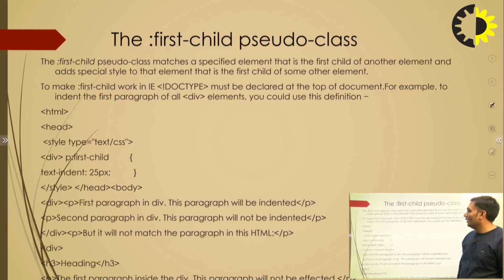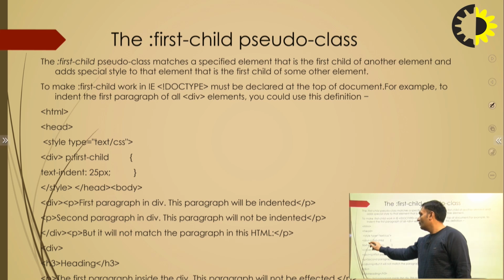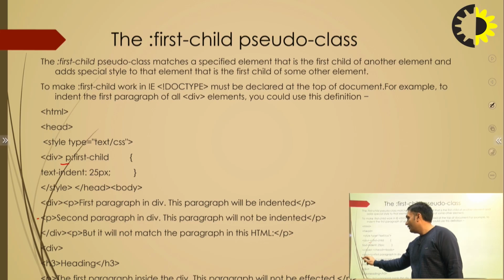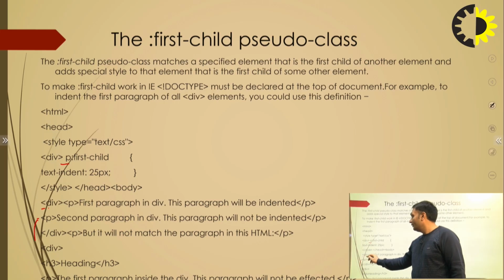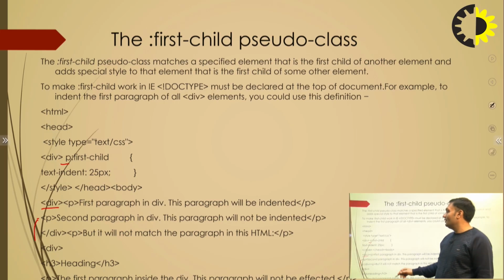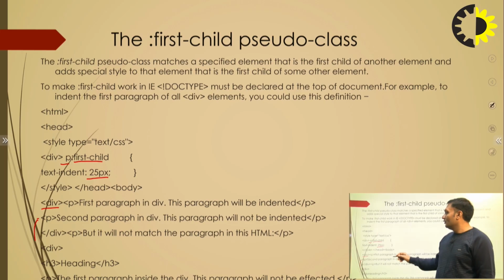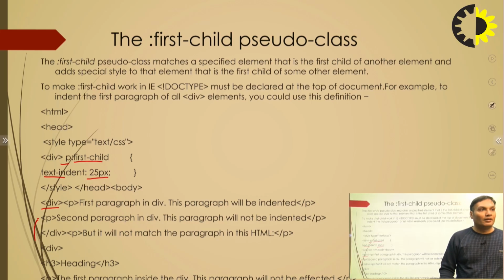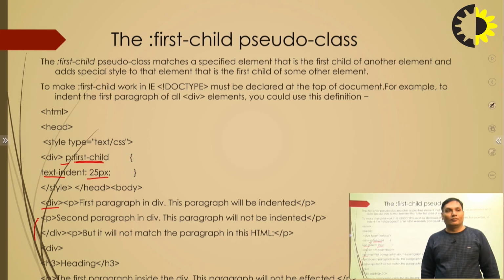First child pseudo class. The first child pseudo class can be used on a paragraph. So if we write a paragraph inside an HTML page and its first element is this div, this div will be changed based on this pseudo class. Possible value: text indent 25 pixel. Whatever property we want to change on a text or a paragraph will be effective with this p first child pseudo class.